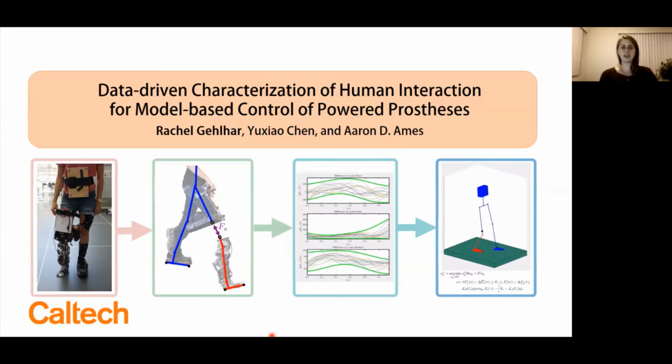Hi, I'm Rachel Gehlhar, and today I'm going to present our work on data-driven characterization of human interaction for model-based control of powered prostheses, where we take motion capture data to estimate the interaction force between the human and the prosthesis, which we characterize with force tubes. We then use these to construct a model-dependent prosthesis controller, which we demonstrate in simulation.